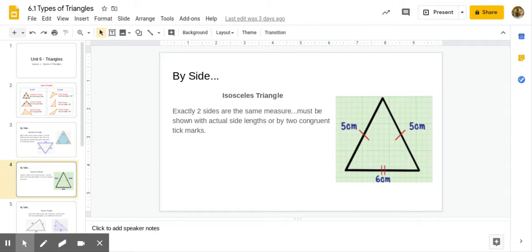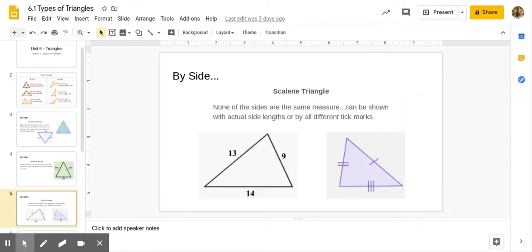That must be shown either by the actual lengths or by two congruent tick marks. In this diagram, it's marked with each. We have 5 centimeters and 5 centimeters. This one down here is 6, so they're not all three the same, but these two are. We can also see we have one red tick mark and one red tick mark. Down here, this one has two red tick marks, so it's not the same. Since these two are the same, we're looking at an isosceles triangle.